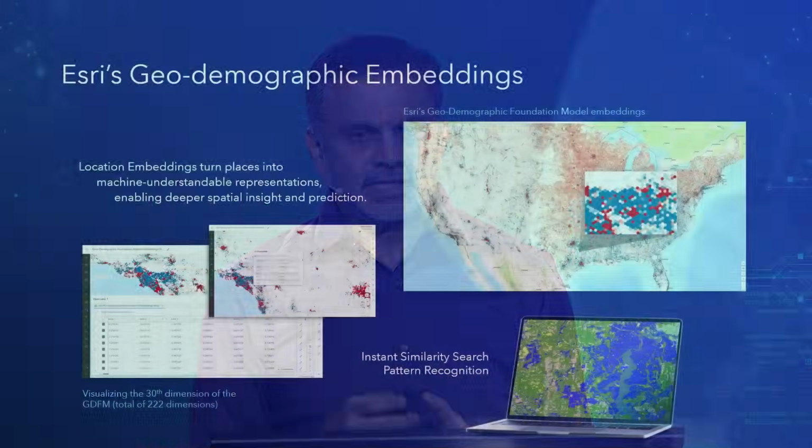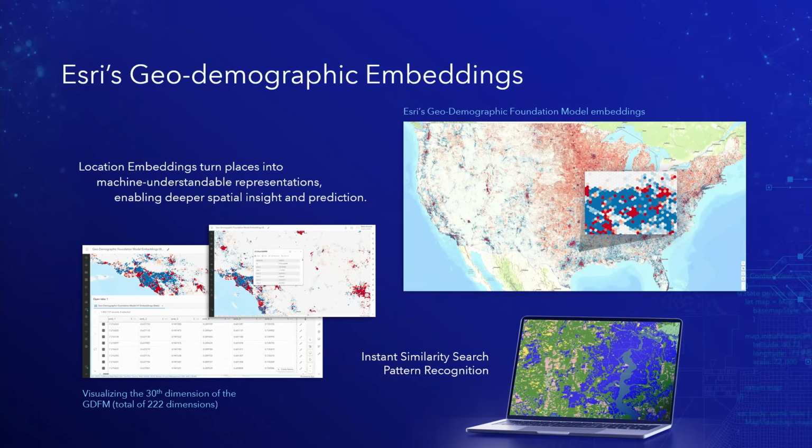The geodemographic embeddings produced by this model represent each place as a series of numbers that computers can easily process to perform similarity search and pattern recognition. And in the map here on the right, we are visualizing just the 30th dimension of the geodemographic embeddings. There are over 200 dimensions that are produced for each of the nearly 2 million hex bins at the H7 level across the United States.